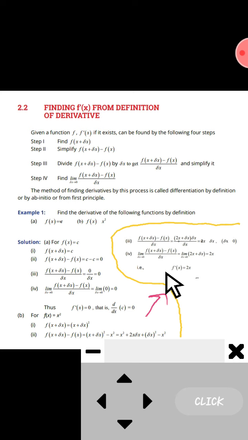Now we have the fourth step, that we have to put the limit as delta x tends to 0 of f of x plus delta x minus f of x upon delta x. Here we have found the whole term as 2x plus delta x. So we will put the limit now, as delta x tends to 0. If we put 0 in place of delta x, we will get only the term 2x. So the derivative of x square is 2x.